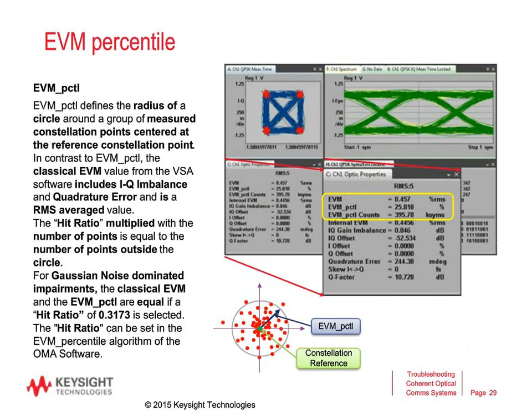Then we have a rather new measurement on the optical modulation analyzer. That's the EVM percentile. The EVM percentile basically defines a radius of a circle around a grouped measured constellation point centered at a reference constellation point. That means I have my constellation points measured on the left-hand side here in that screenshot, the blue constellation that I'm showing. Behind that, I have a reference constellation. That's not visible here. We see it in one of the next slides. And I'm comparing each measurement I'm doing with my constellation reference.